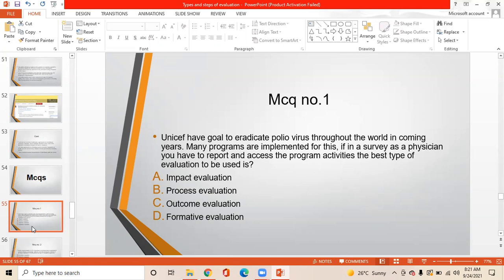B. Process evaluation. Yes, B is the right answer. This is process evaluation.